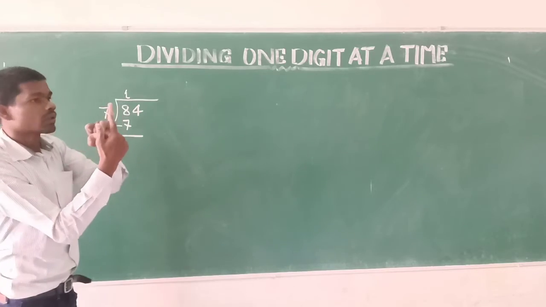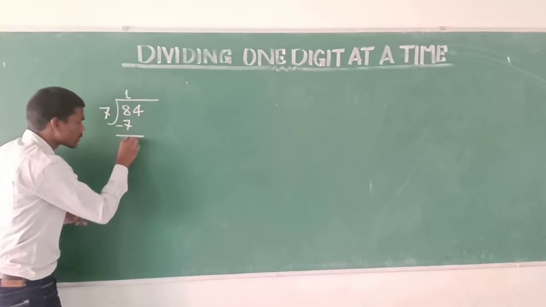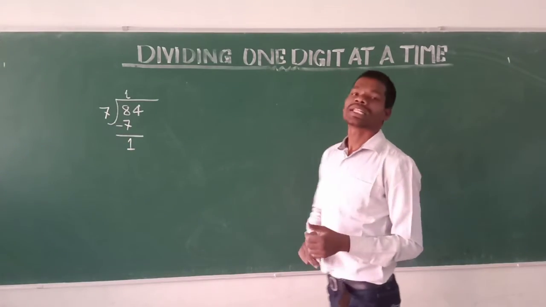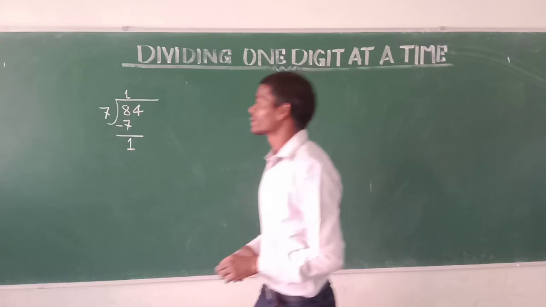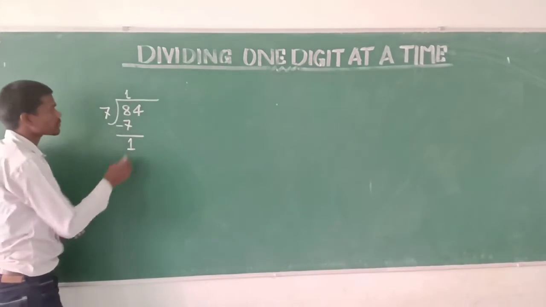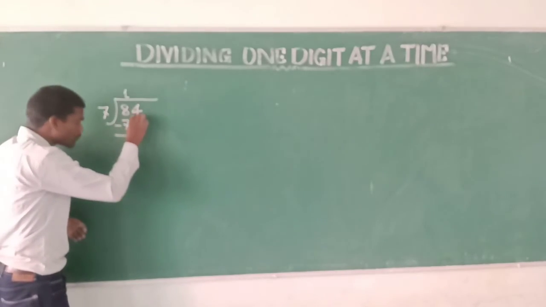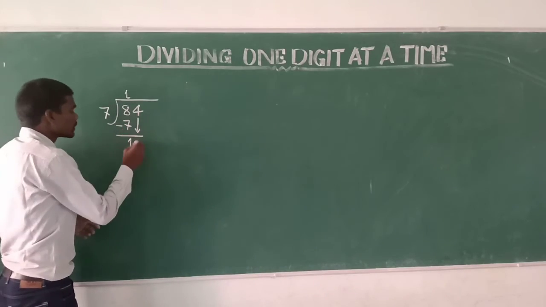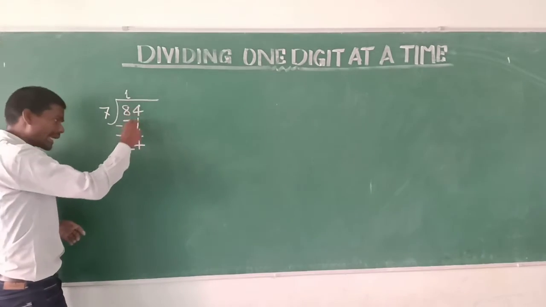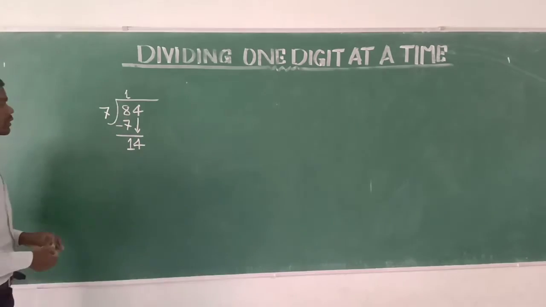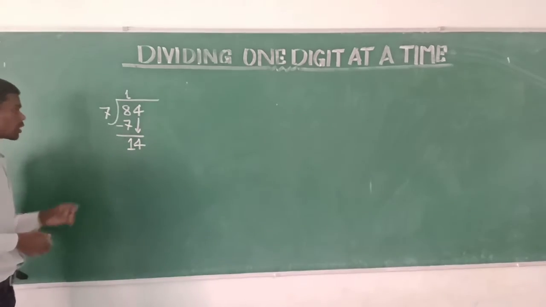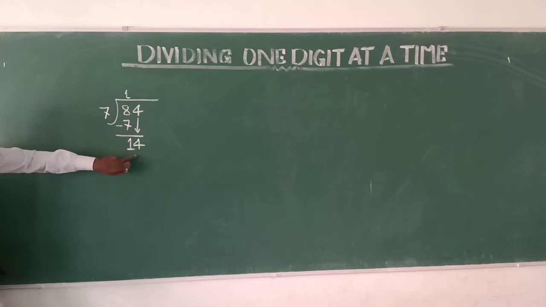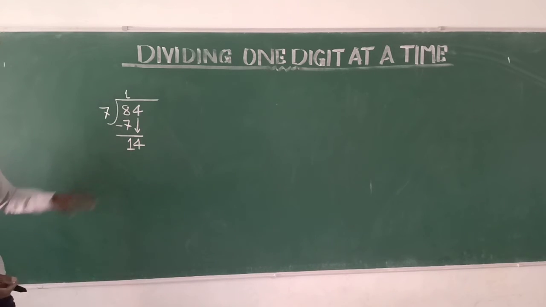Okay, so here 1, and we know 8 minus 7, remainder comes 1. Okay, now here we have to bring it now the ones. Now for that we have to bring it down. Now say the table of 7, in how many times you can finish this 14?